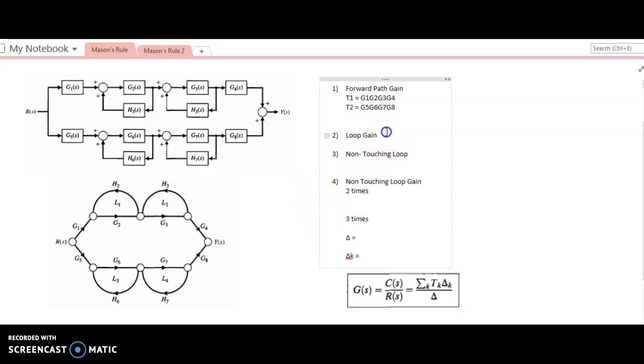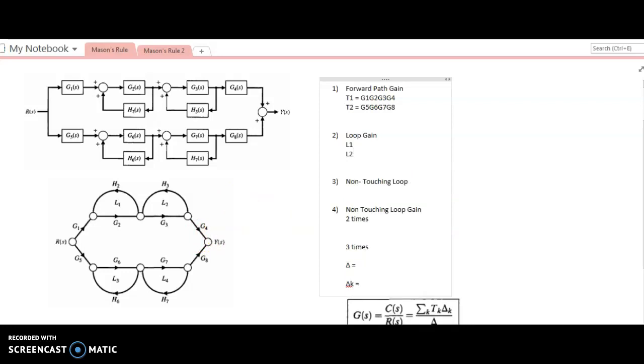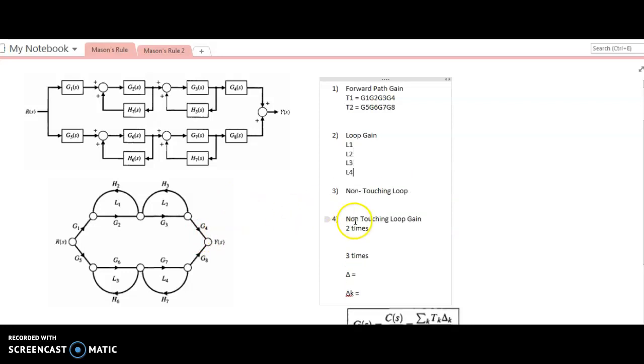Next, the loop gains. Looking at the figure, we automatically see loop 1, loop 2, loop 3, and loop 4. Loop 1 is G2H2, loop 2 is G3H3, this one is G6H6, and this one is G7H7.